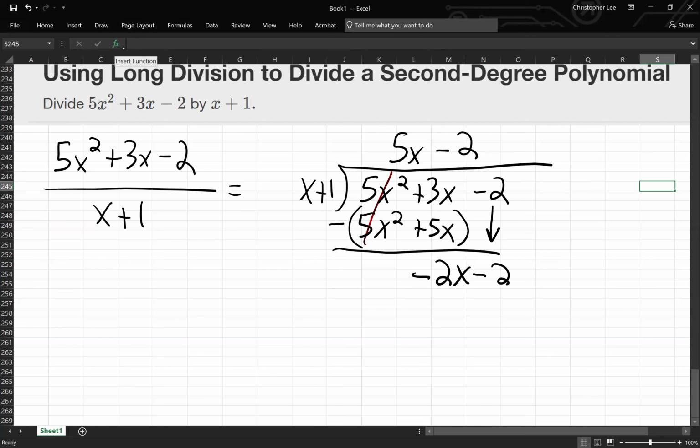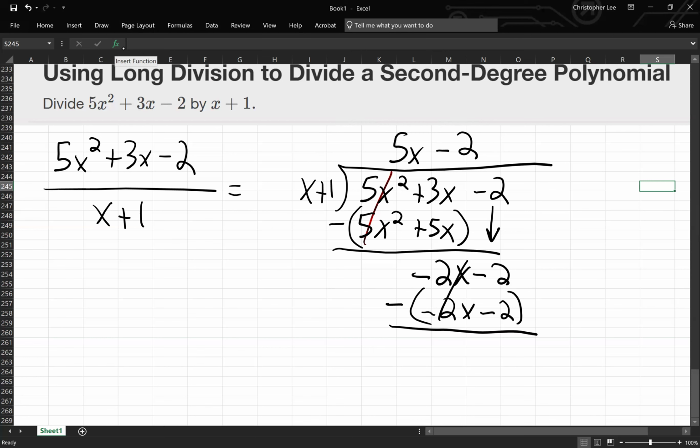So now negative 2 times x is what? Negative 2x. And negative 2 times 1 is what? Negative 2, right? Remember, this is a polynomial, so I want to put it in parentheses and subtract this, right? Now, negative 2x minus negative 2x is what? 0, right? That cancels out.